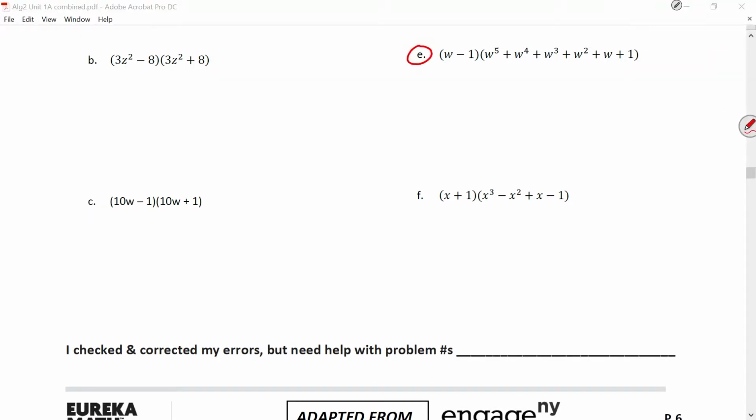I will just use the distributive property, so it's different than letter C. But this one also has some things canceling out, just like we saw in C. But I'll use the distributive property. Go ahead and pause the video and try this one. And when you finish, then go ahead and hit play.